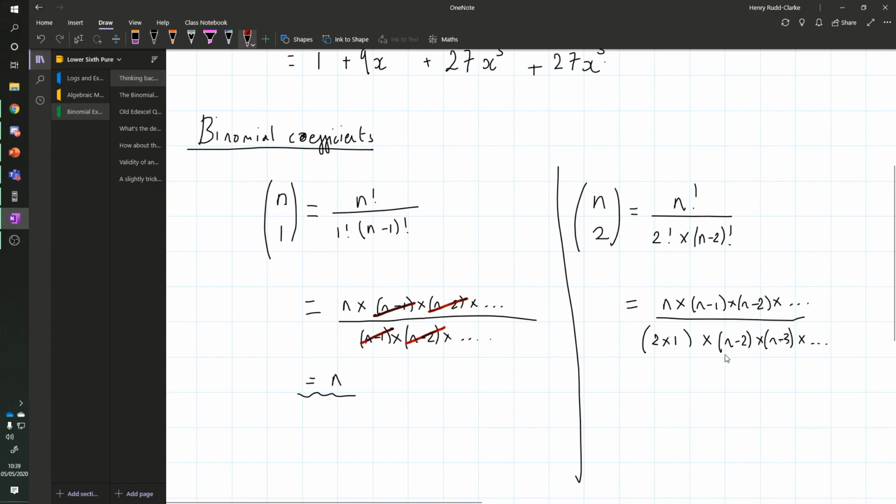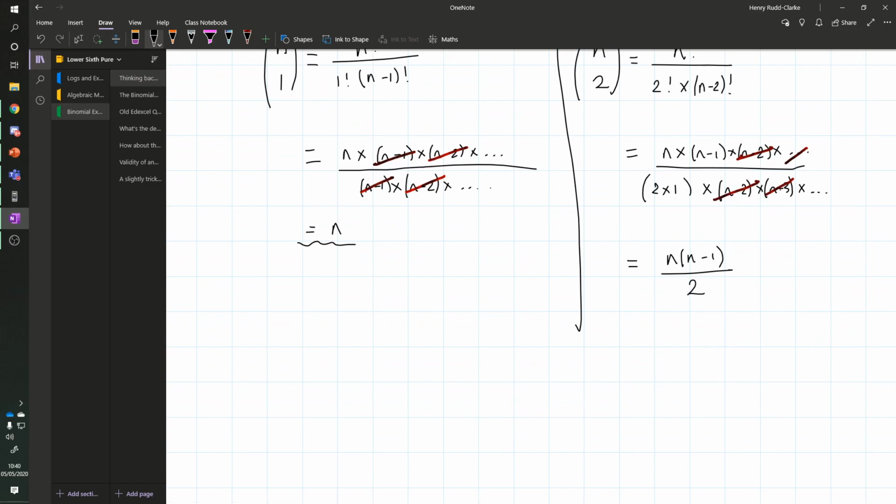And again, we get a bit of cancellation happening. The n in the top has no common factor to cancel with. The n minus 1 in the numerator has no common factor in the denominator to cancel with, but the n minus 2 does, and there will be an n minus 3 as well that cancels, but I just didn't write that. So actually, a formula for n choose 2 is n times n minus 1 over 2.